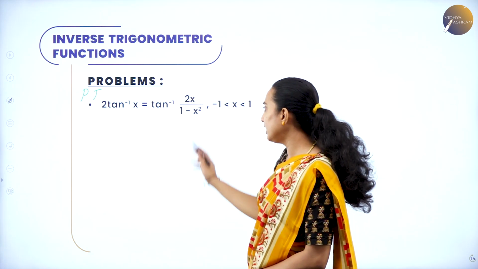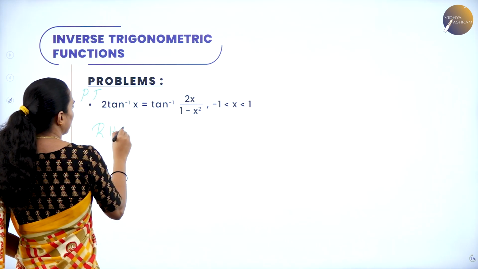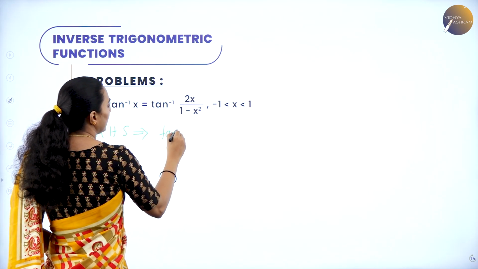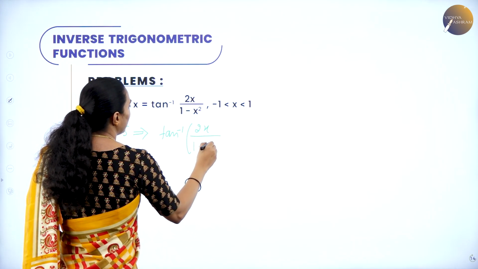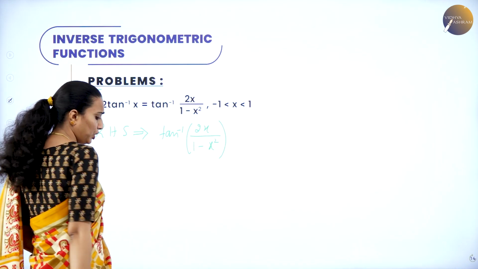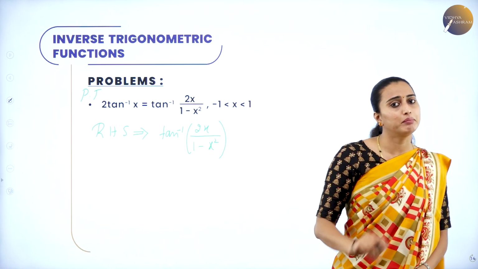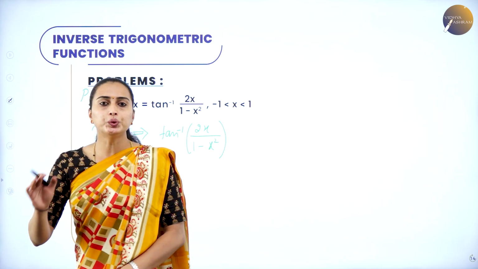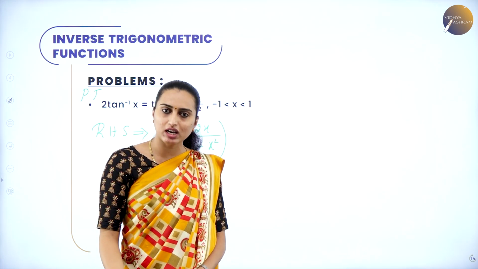Okay, what is that? Let RHS, what is that? RHS is tan inverse of 2x divided by 1 minus x squared. You know, in terms of tan, what is tan 2 theta can be written as? Tan 2 theta can be written as 2 tan theta divided by 1 minus tan square theta, isn't it?